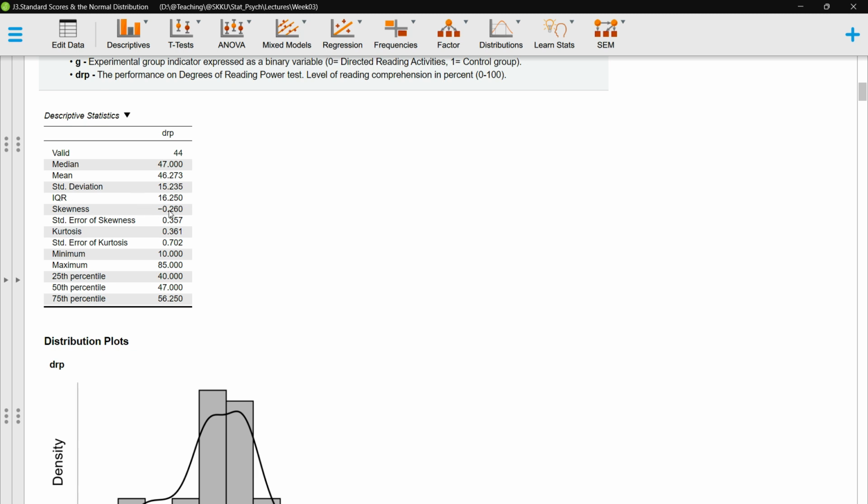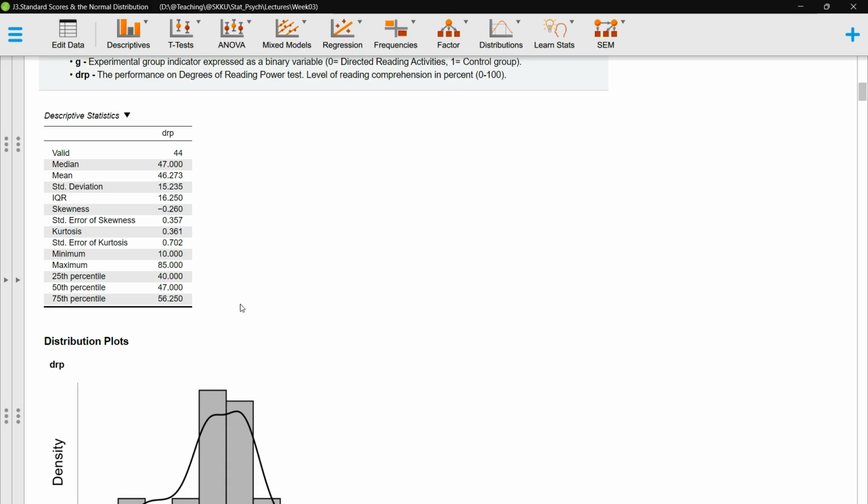Skewness is a pretty small number, near 0, and the kurtosis is small also. The lowest test score was 10, and the maximum was 85. The first, second, and third quartiles, or the 25th, 50th, and 75th percentiles, were 40, 47, and 56-something respectively. So we have some sense of the distributional characteristics based on these descriptive statistics of the distribution.